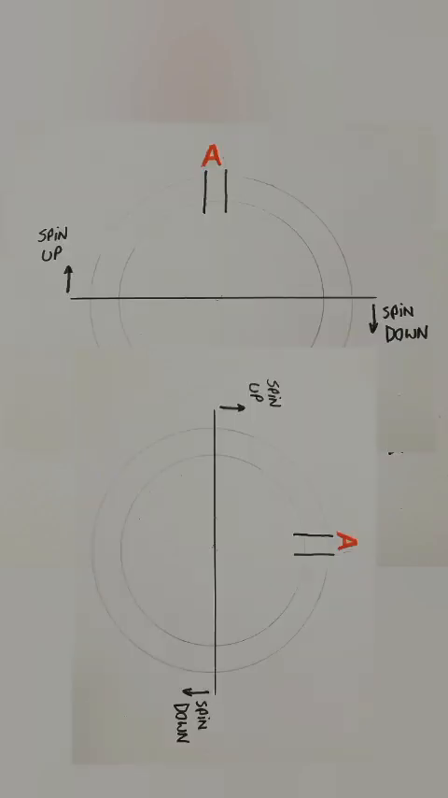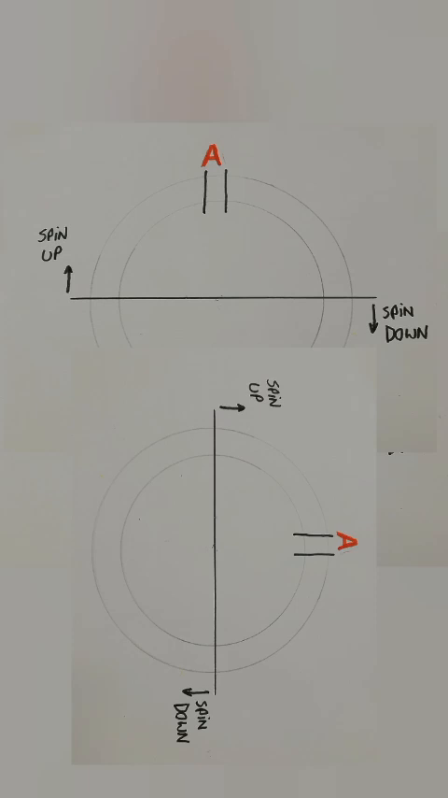Now if we have two machines, one with the sensor oriented vertically and the other one oriented horizontally, then in the first machine, if it records spin up, then the second machine will record spin up 50% of the time and spin down 50% of the time. Remember, if anything's above the spin line, it's spin up. If it's below the spin line, it's spin down.